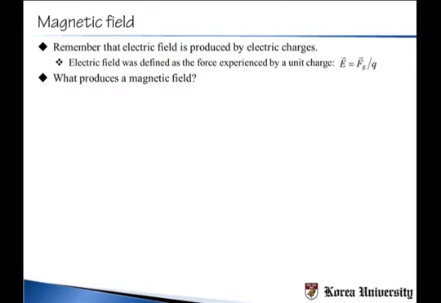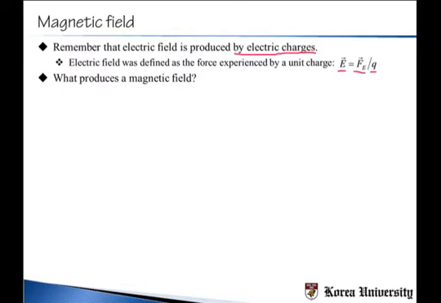Now we will study the magnetic field in a bit more detail. Here we will discuss it qualitatively first, and later we will of course use mathematics. The question I will ask is: what produces a magnetic field? In the case of the electric field, we know that electric fields are produced by electric charges, right? And the electric field vector was written as the Coulomb force vector divided by the test charge.